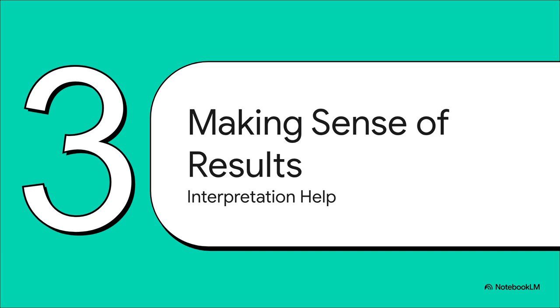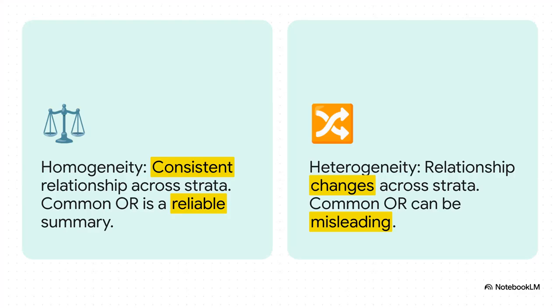Okay, so you've got this incredible output. But what does it all really mean? This is where the package really truly shines. It doesn't just run the tests for you, it actually helps you understand them. So the huge concept here is homogeneity versus heterogeneity. If your results are homogeneous, it means the relationship you're studying is pretty much the same across all your groups. The common odds ratio is a good summary.